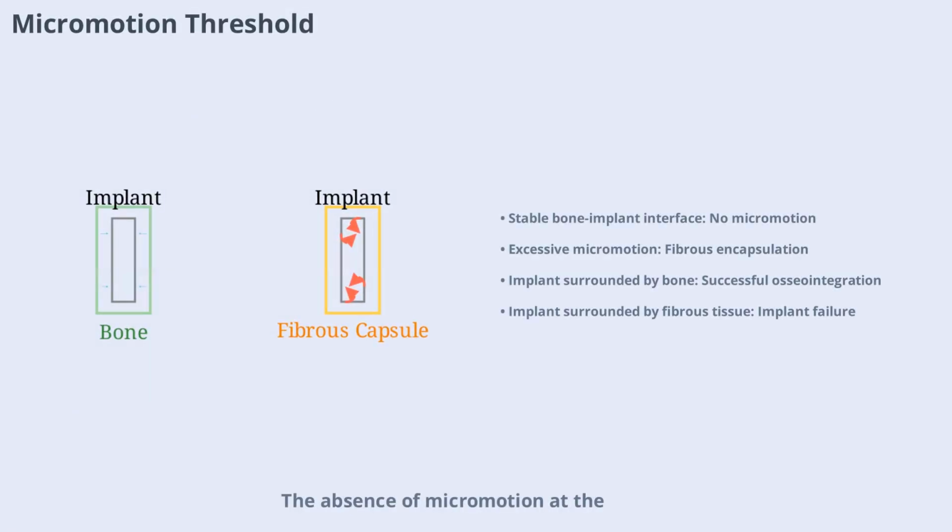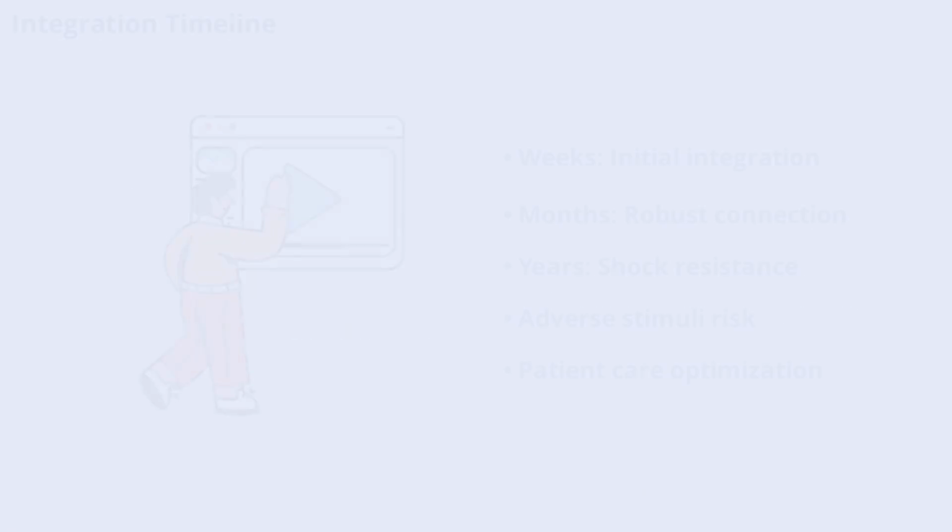The absence of micromotion at the bone-implant interface is necessary for proper osseointegration. If micromotion exceeds a critical threshold, the body responds by forming a fibrous capsule around the implant instead of bone integration. This process leads to implant instability and potential failure. Therefore, maintaining a stable environment during healing is essential for successful osseointegration.